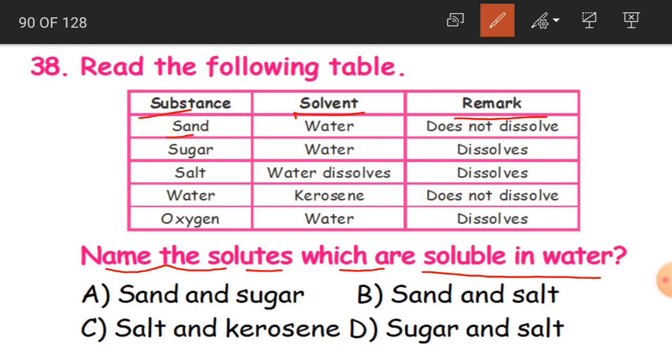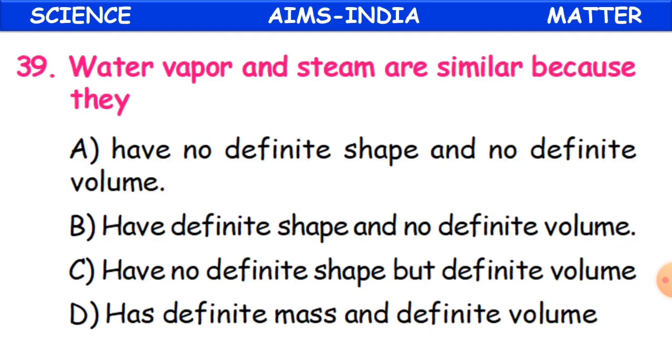If you see, sand, water does not dissolve. Sugar, water dissolves. Salt, water dissolves. Kerosene, water does not dissolve. Oxygen, water dissolves. So what are the substances which are soluble in water? That is sugar and salt. This is the answer children, D.